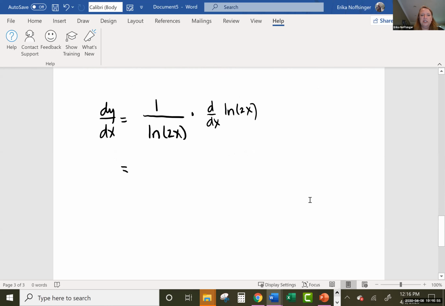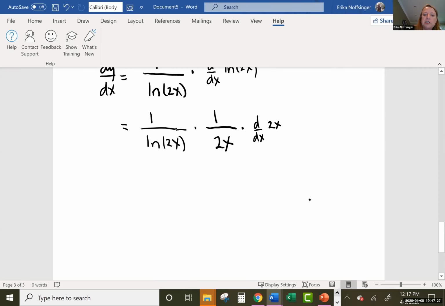Okay, so let's just do that then. So we have 1 over the natural log of 2x. But if I'm taking the derivative of ln of 2x, so same rule. The derivative of natural log is 1 over what you're taking the natural log of. So this would be just 2x here, times the derivative of the inside. And so the derivative of the inside of the natural log in this case is the derivative of 2x, which is just 2.